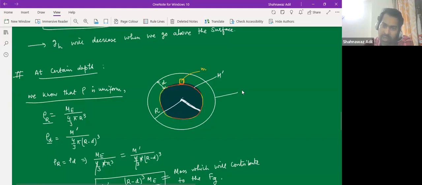This total mass is M, and this portion mass is m.